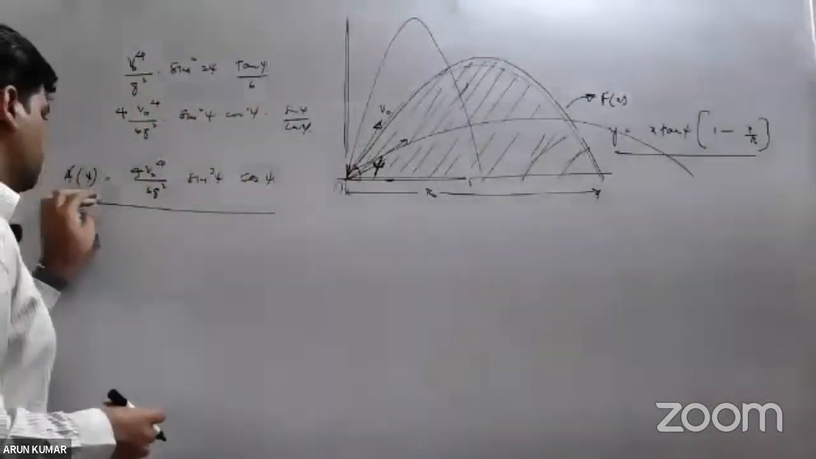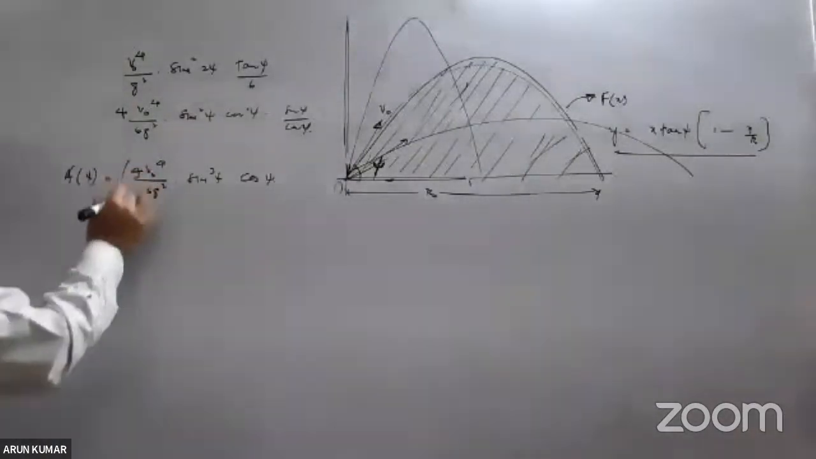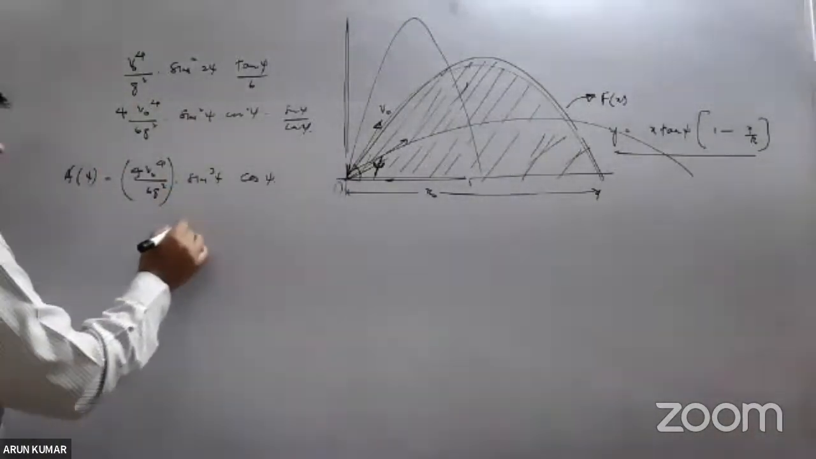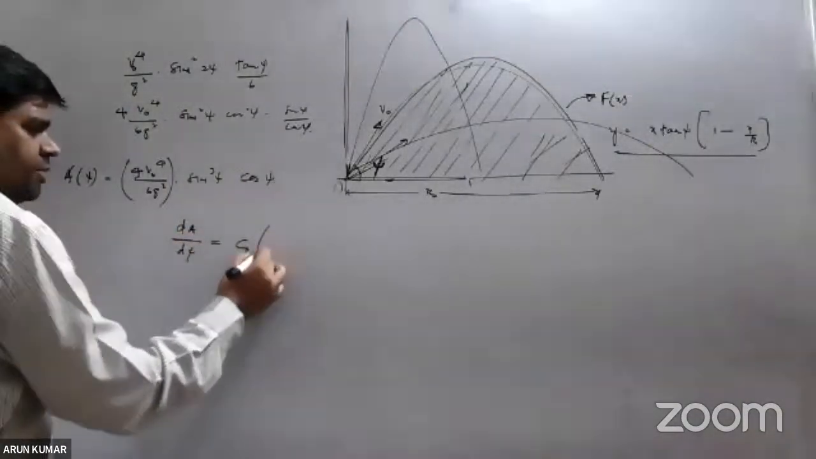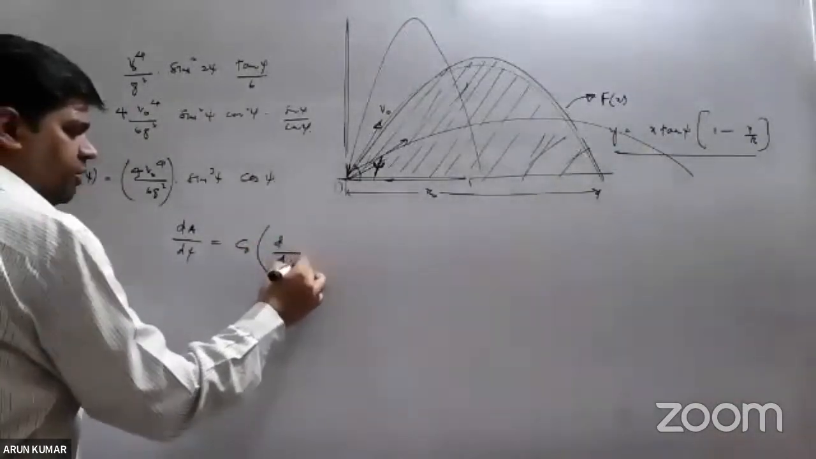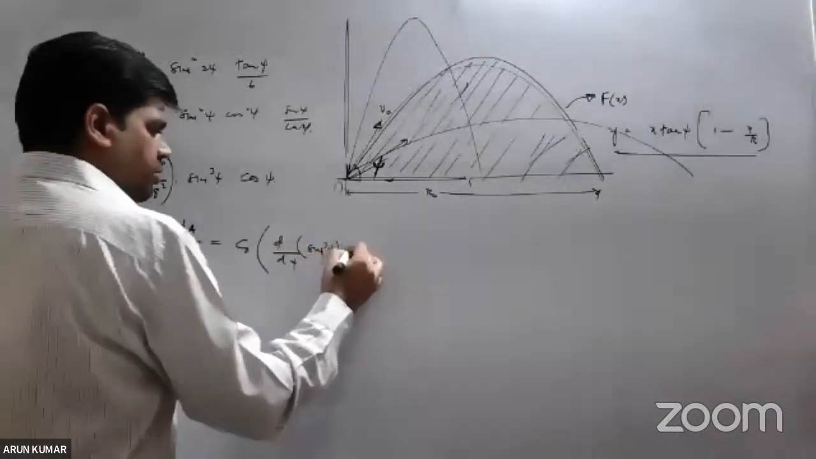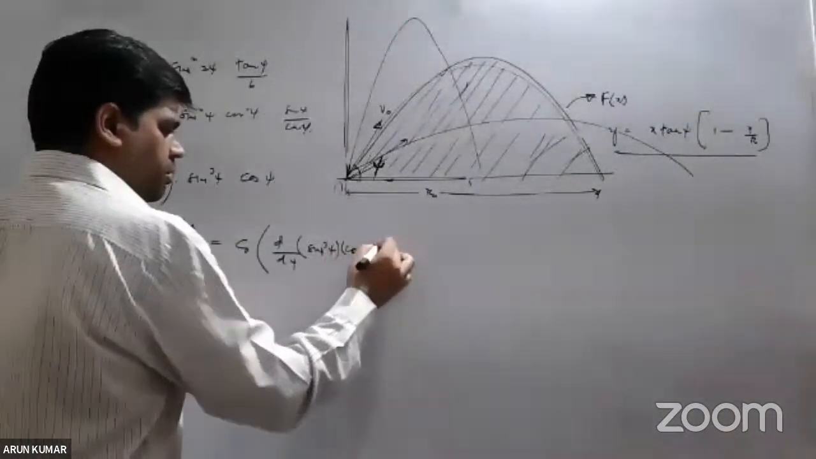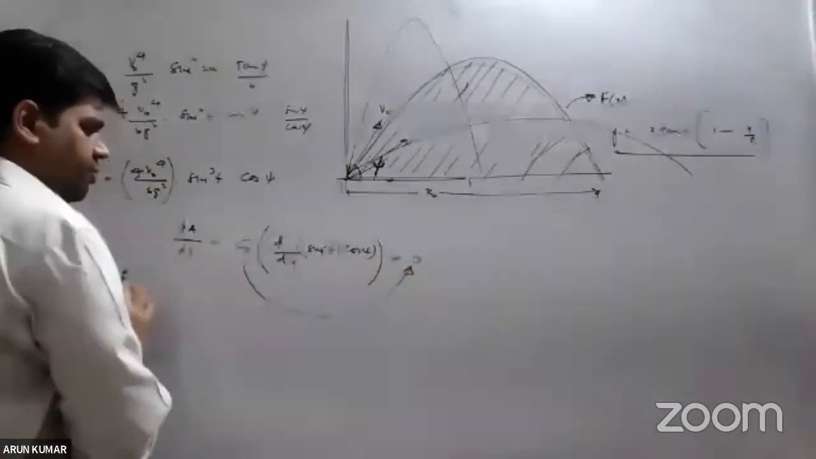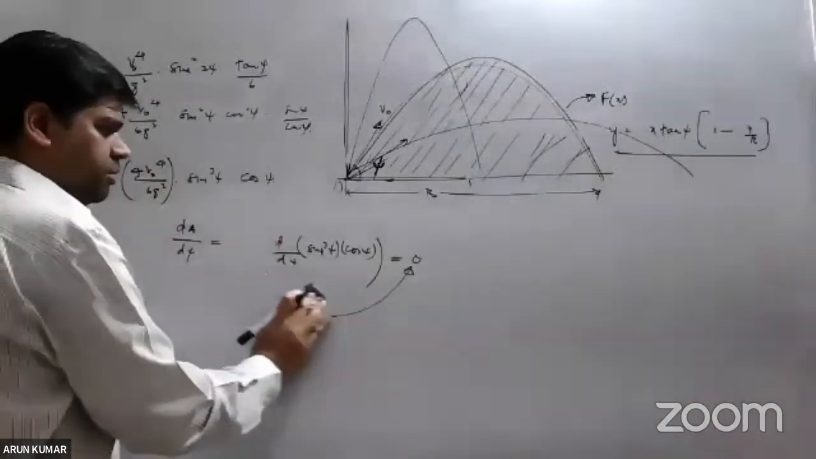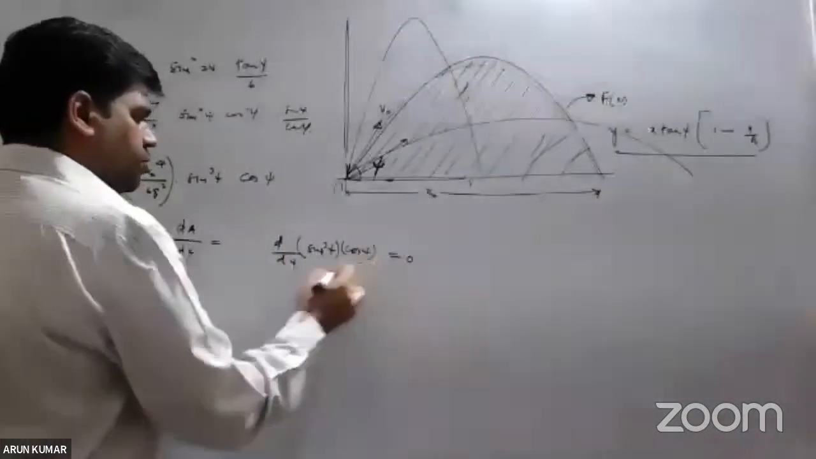Now, all I have to do is differentiate this function with respect to psi and equate to 0. This is anyway a constant. Don't bother about it, because dA by d psi is equal to this constant times d by d psi of sine cube psi into cos psi equal to 0. So this constant goes to the right, becomes 0. So we don't have to bother about the constant.